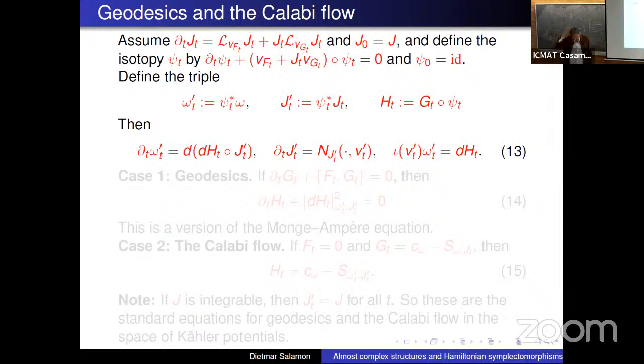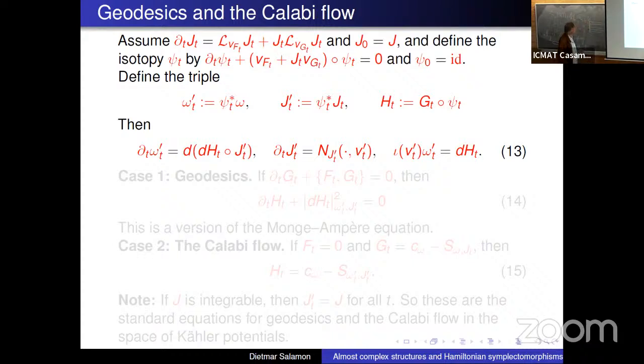And now the first obvious observation is that if J_t happens to be integrable for all t, then the Nijenhuis tensor is of course 0, and therefore J_t prime is constant, so it's always equal to J. So J_t prime doesn't move at all. You can forget about the second and third equation, and you just get the first equation, which is d_t omega_t prime is d dh_t composed with J, and that's just a path in the space of scalar potentials. So this translates this equation back into the space of scalar potentials.